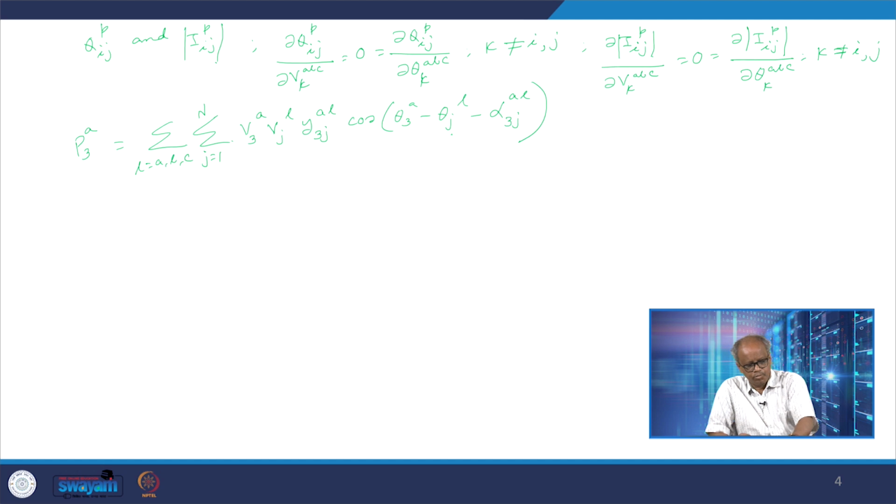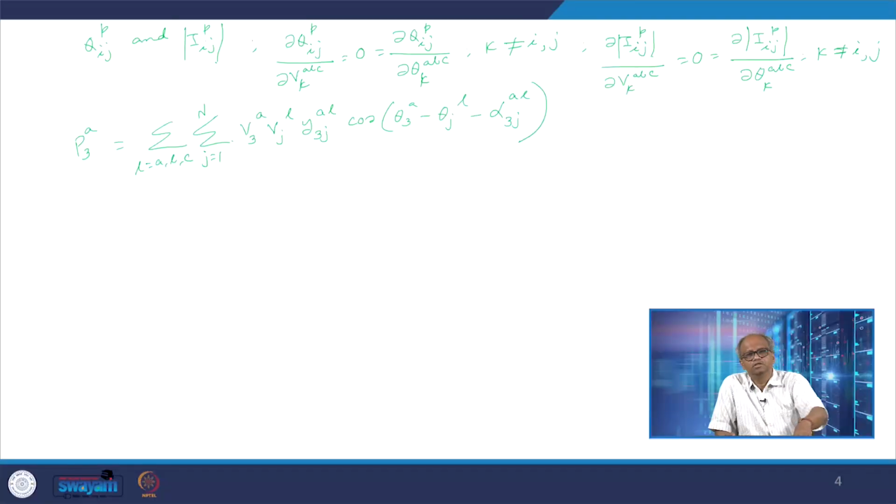So this is the expression. You can see P3a is a function of all bus voltage magnitudes Vj, with j varying from 1 to n, and theta jl, with j varying from 1 to n and l varying over ABC, correct. So then therefore del P3a by any other voltage magnitude would be basically dependent on the value of Y3jal. If this is 0, then this particular partial derivative would be 0. If this is non-zero, then this particular partial derivative would be non-zero.